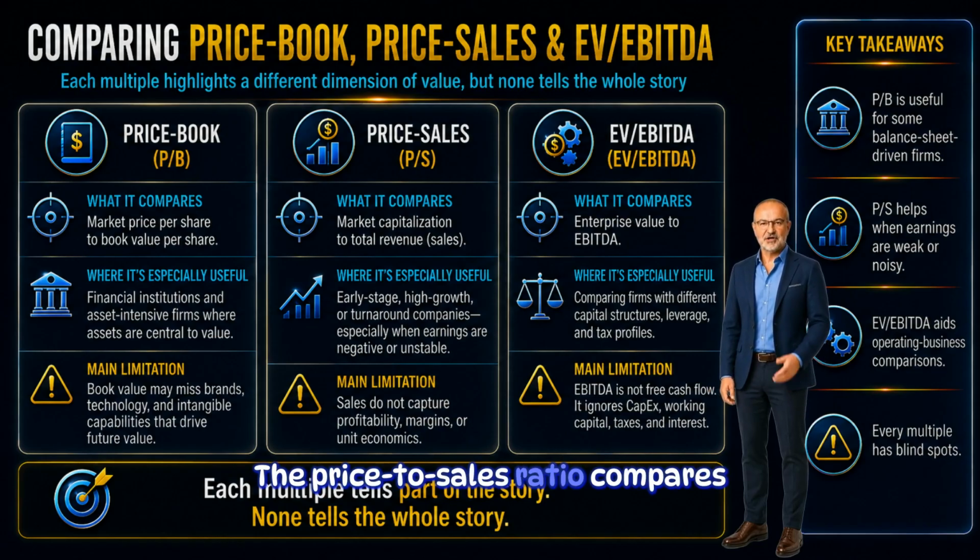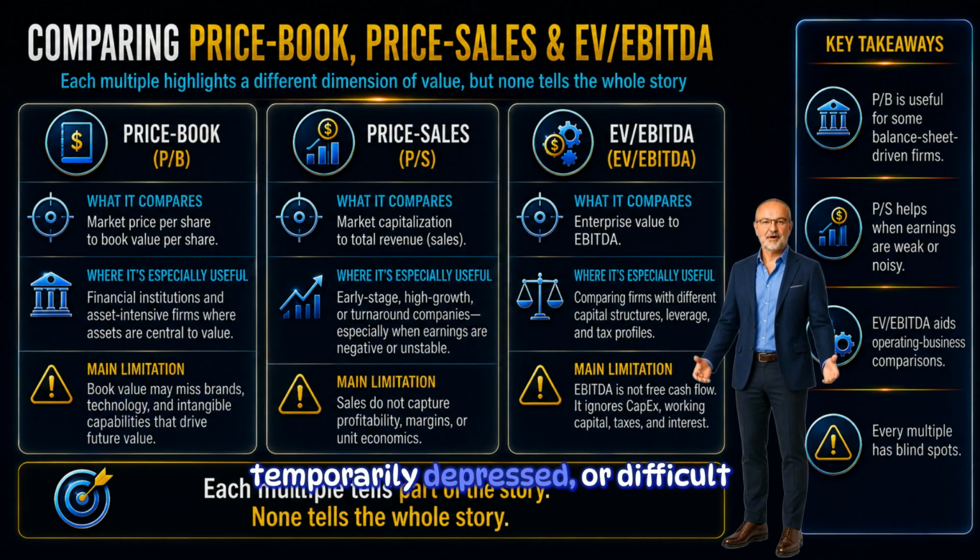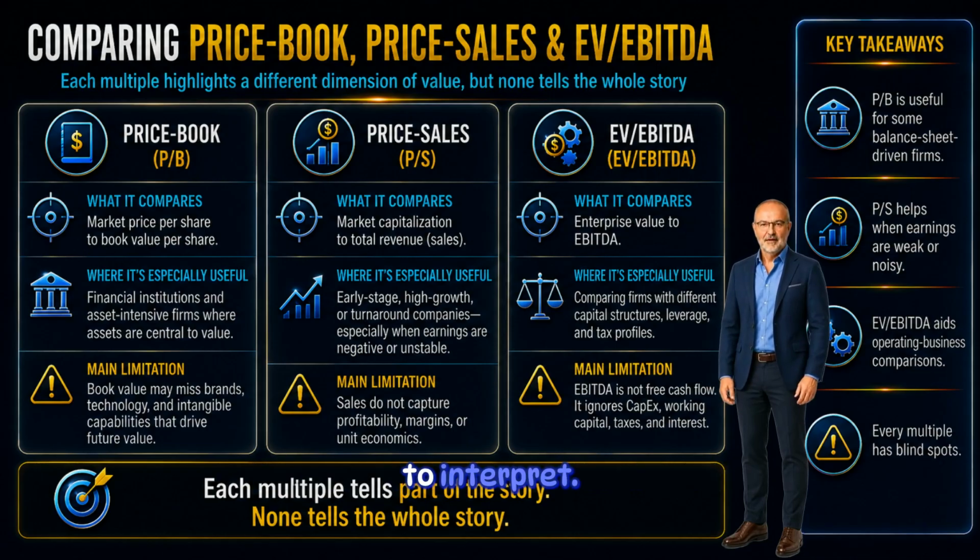The price to sales ratio compares the market value of equity with revenue. It can be useful when earnings are negative, temporarily depressed, or difficult to interpret. Revenue is often more stable than earnings. But sales don't measure profitability. Two firms with similar revenue can have very different margins, reinvestment needs, and cash flows. A low price to sales ratio may not be a bargain if the company has weak unit economics or limited pricing power.